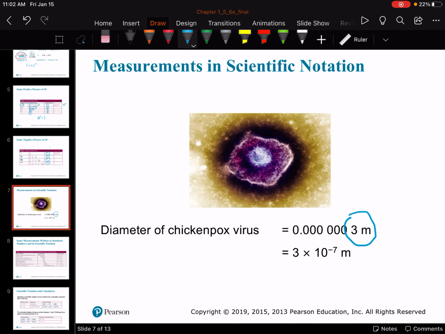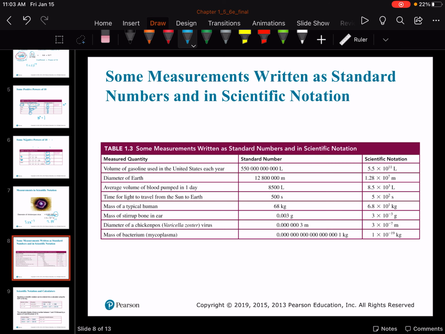Okay, look, 3 meters. It's 1, 2, 3, 4, 5, 6, 7, right? And so it would be 3 times 10 to the, and since this is a small number, it's going to be minus 7. All right, so we'll get this figured out. 3 times 10 to the minus 7. Okay? So here are some other examples of times you might want to use scientific notation.